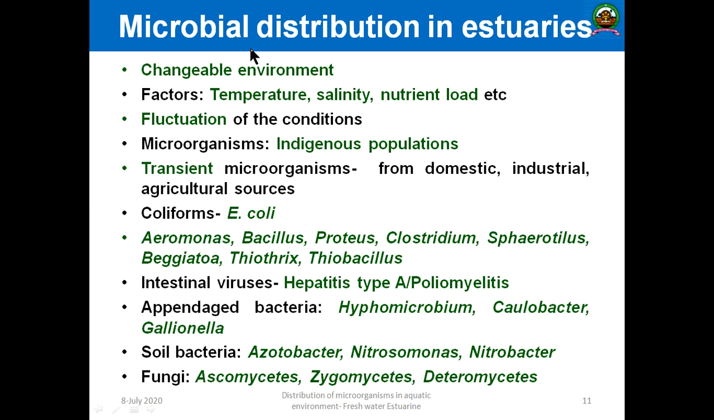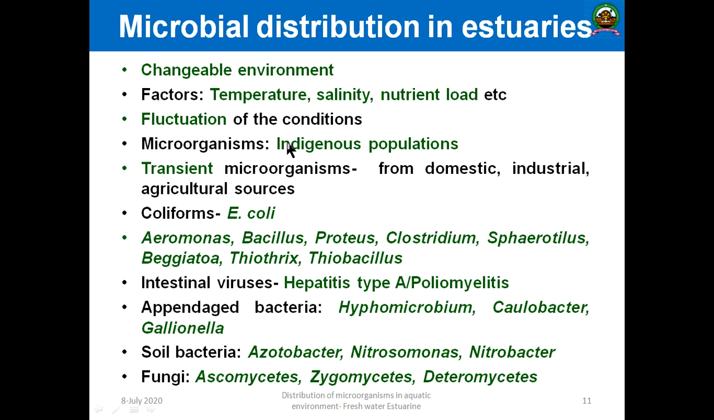And in the case of estuaries, how are the microorganisms present? The environment is highly changeable, because, as I told you, this is a transition zone between a marine environment and a freshwater environment. It gets water from both the freshwater ecosystem and the marine environment, so there will be a mixing of bacterial populations. Factors such as temperature, salinity and nutrient load play a very vital role, and fluctuation of these conditions leads to variation in the microbial population.